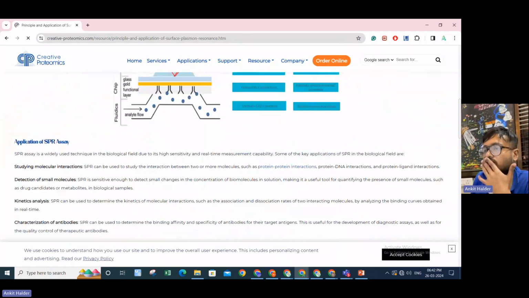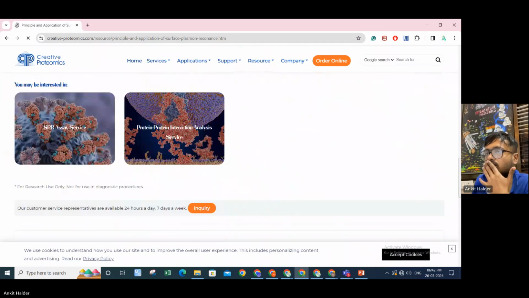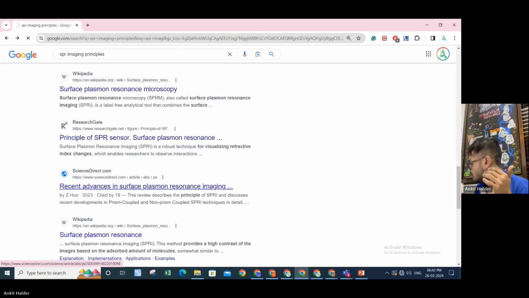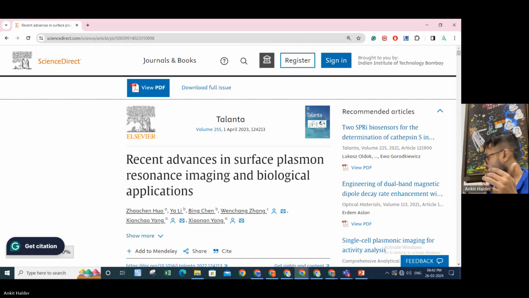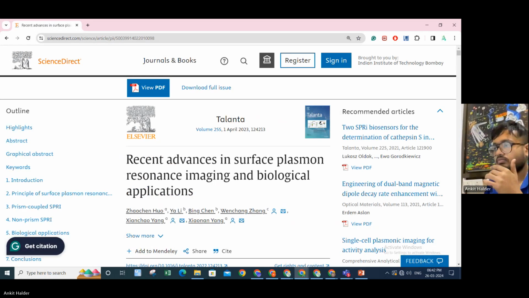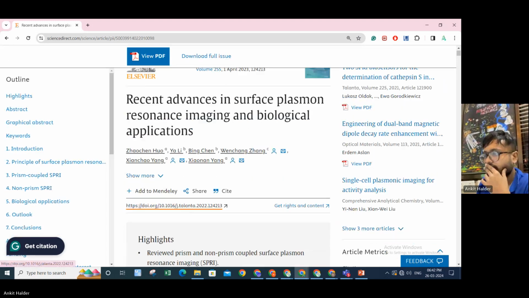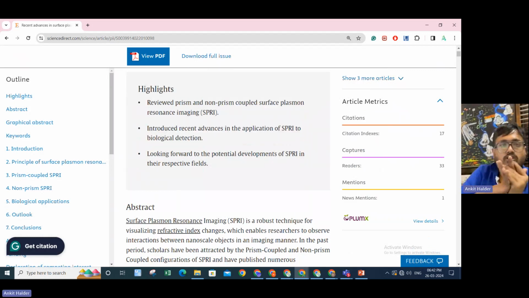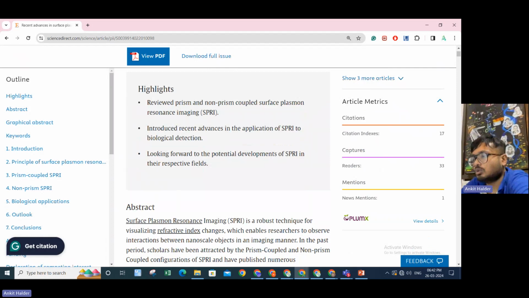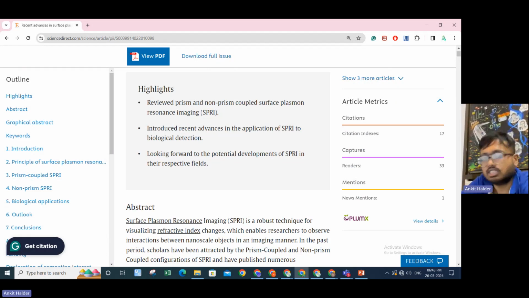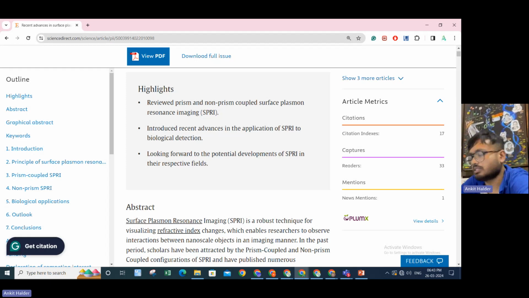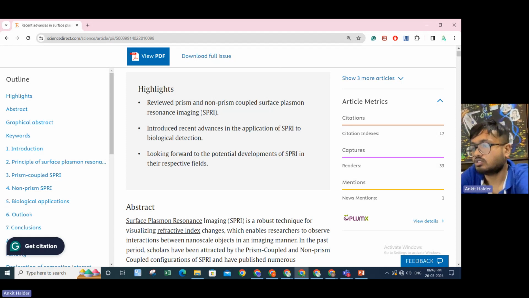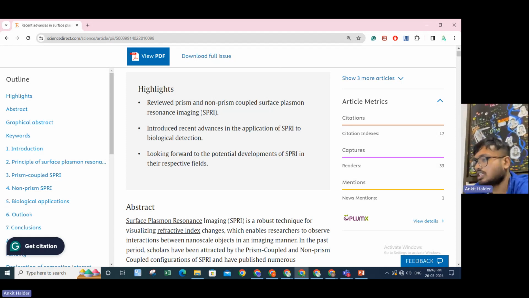You all know the SPRs. Surface plasmon resonance imaging is a robust technique for visualizing refractive index changes. I'm trying to give you whatever principles you can understand in a much better way, which enables researchers to observe interactions between nanoscale objects in an imaging manner.